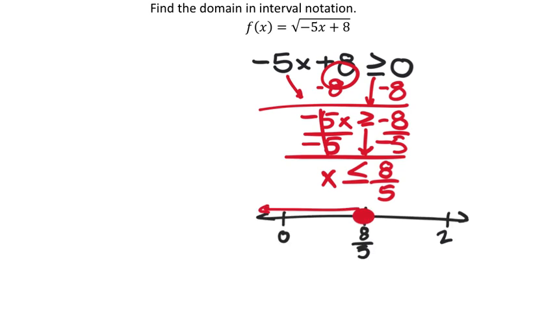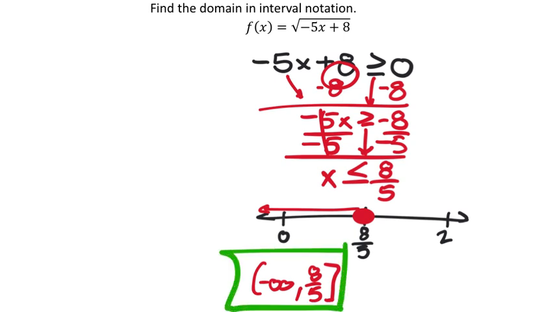So my interval goes all the way to negative infinity. It stops at 8/5, which is included, so I need a square bracket. And this part right here, again, I was using the graph to see as far to the left as it goes, stopping at 8/5, but that's my interval right there. For these, since we're looking at the domain, do completely ignore that square root.